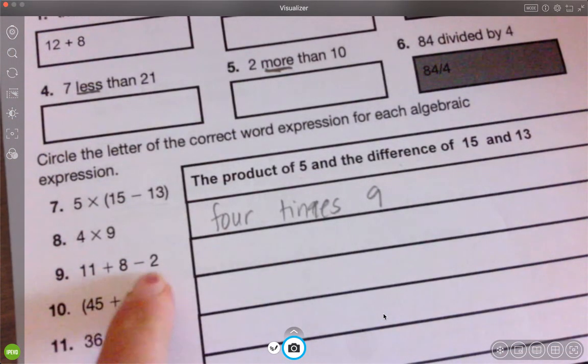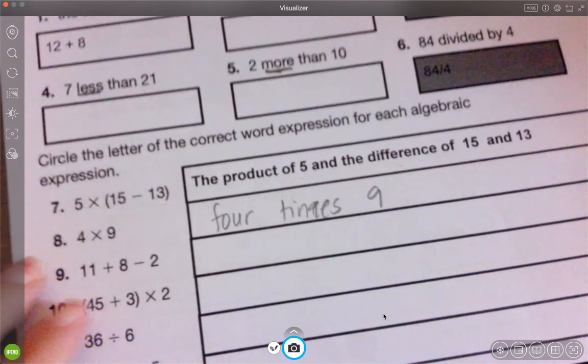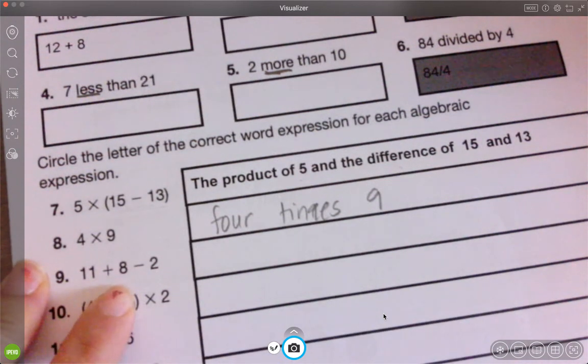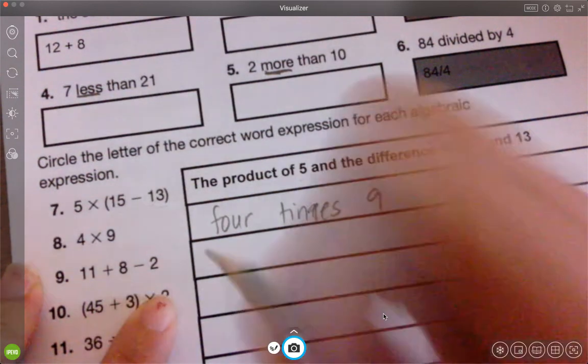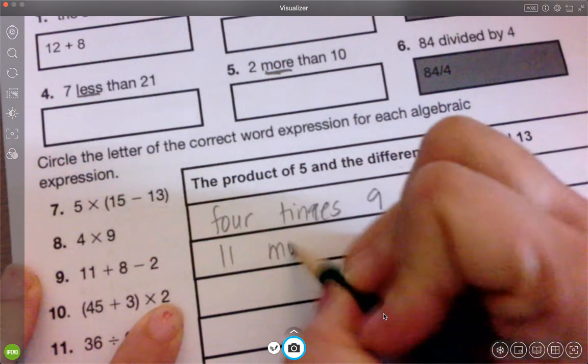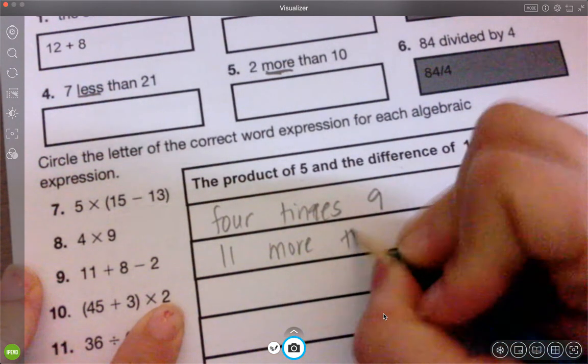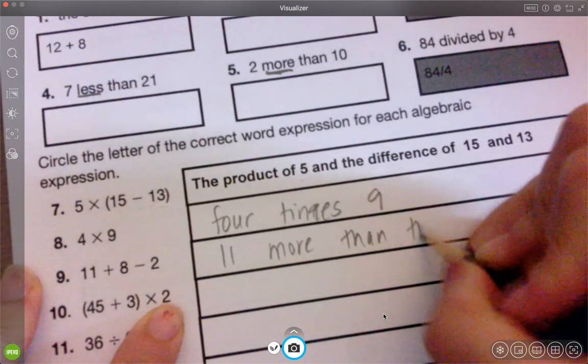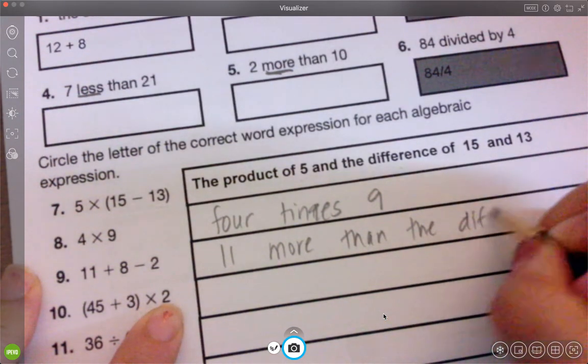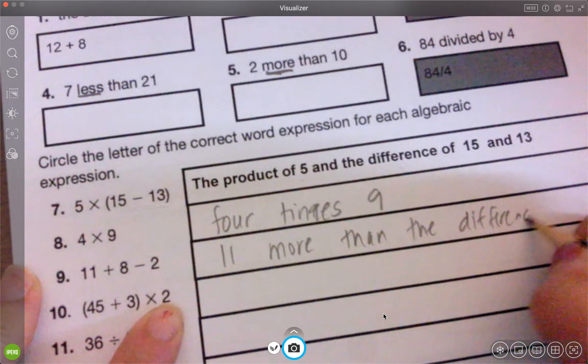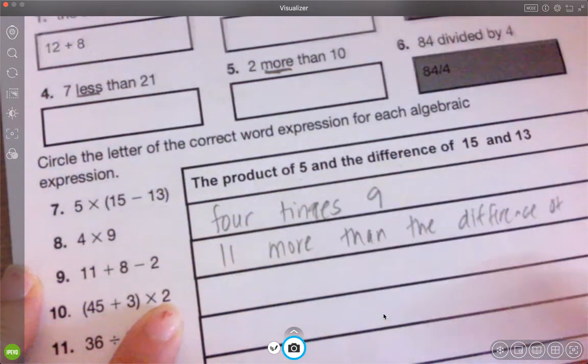11 plus 8 take away 2, right? So you could say 11 more than the difference of 8 and 2, right?